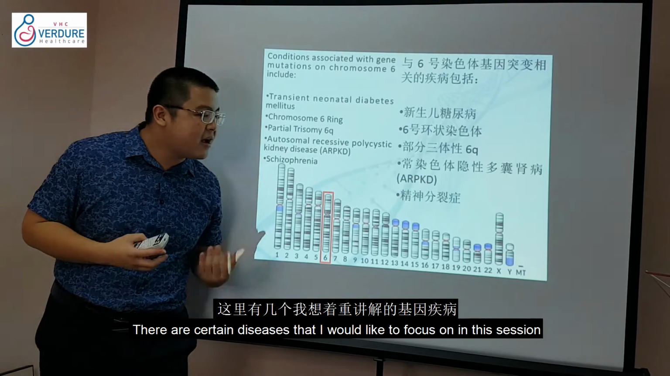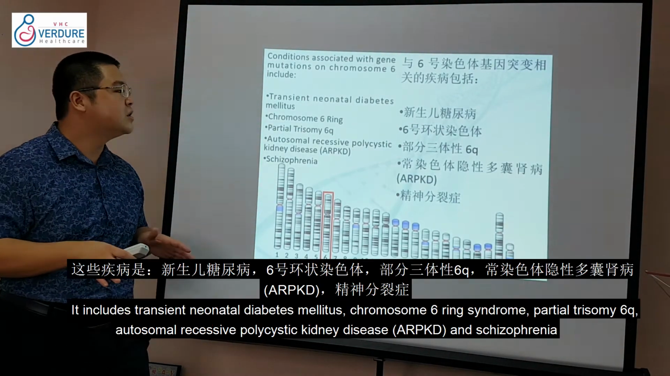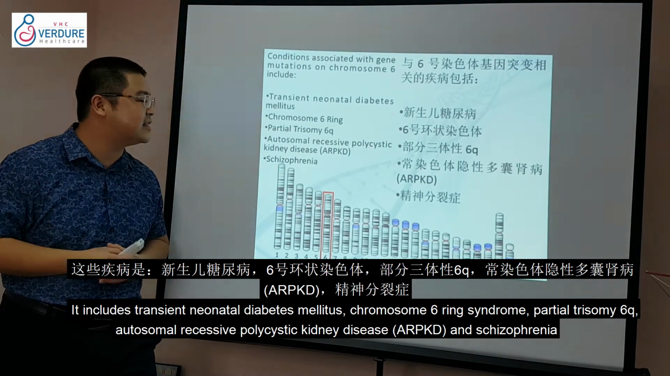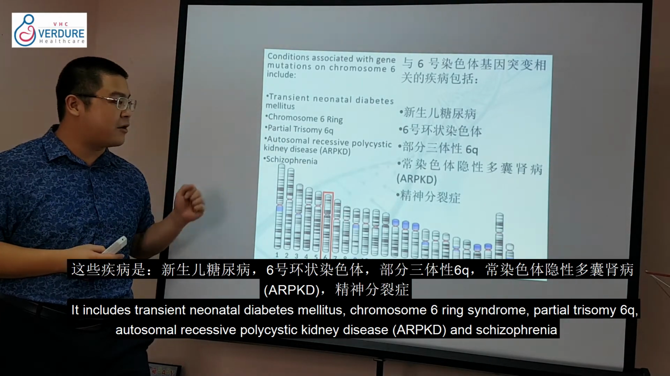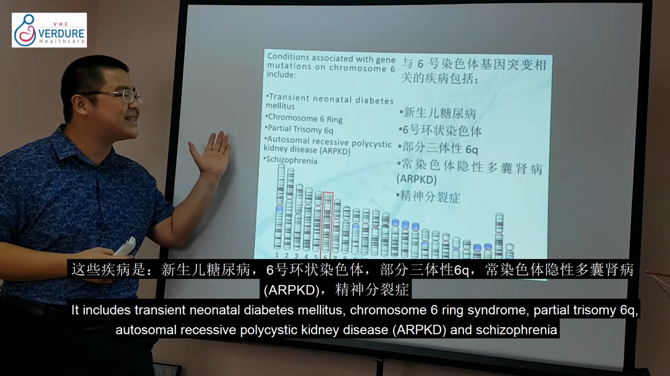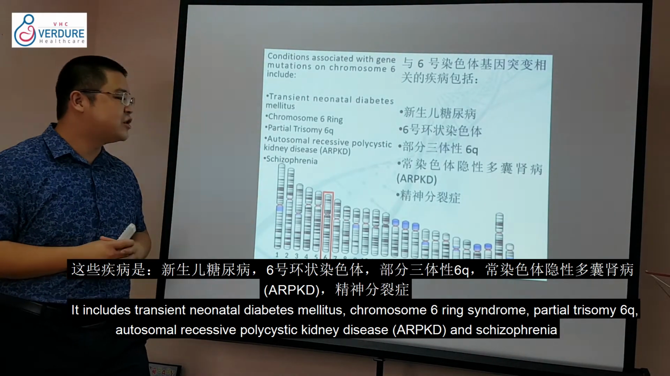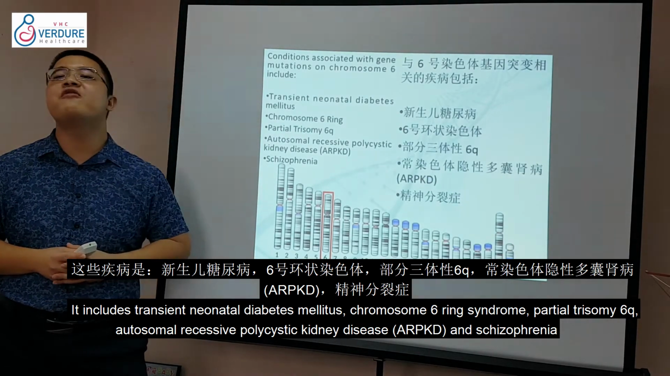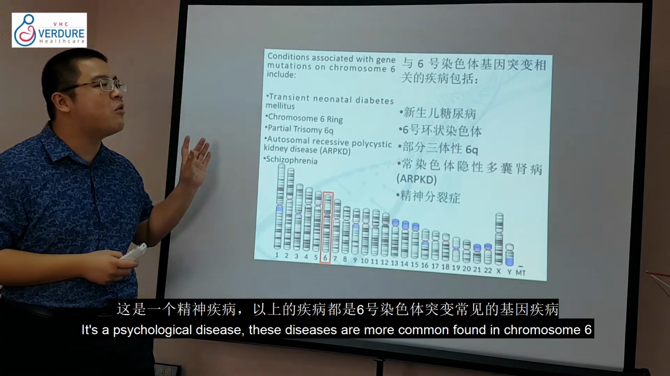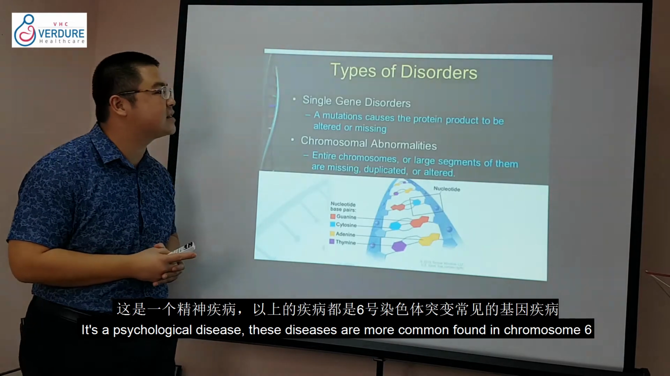Right, and there are certain diseases that I really want to focus on in this session. It includes transient neonatal diabetes mellitus, chromosome 6 ring syndrome, partial trisomy 6q, autosomal recessive polycystic kidney disease known as ARPKD, and also schizophrenia. It's a psychological disease, and these are the more common diseases included in chromosome 6.